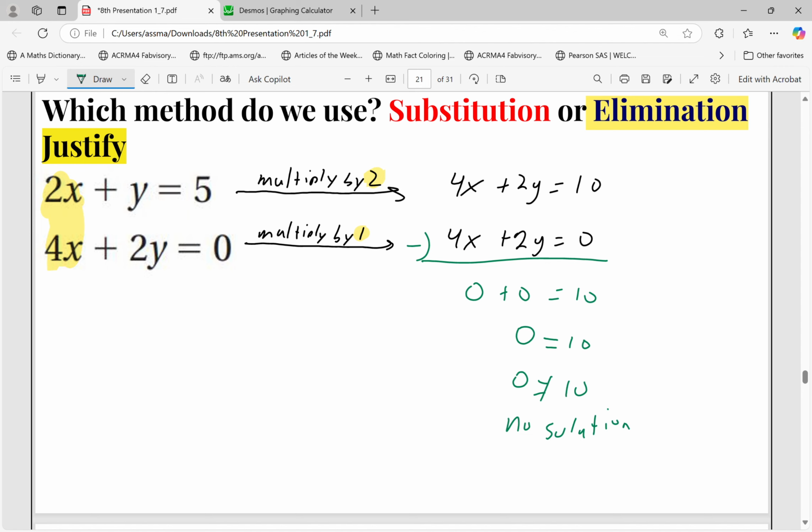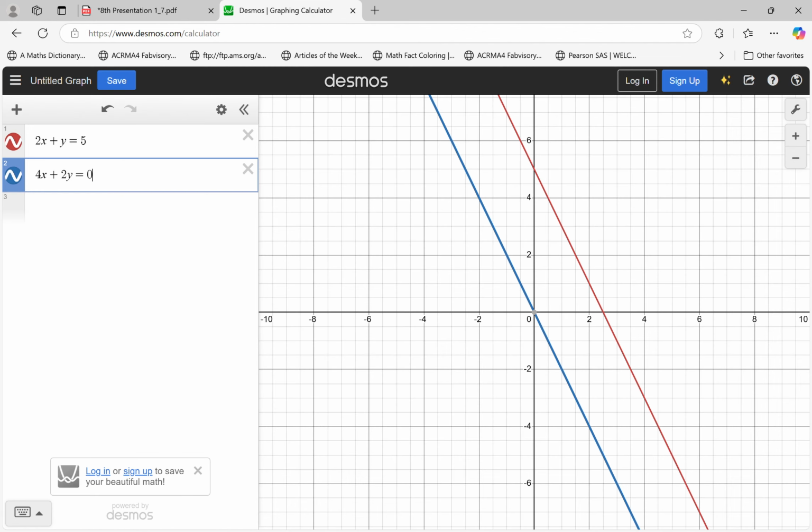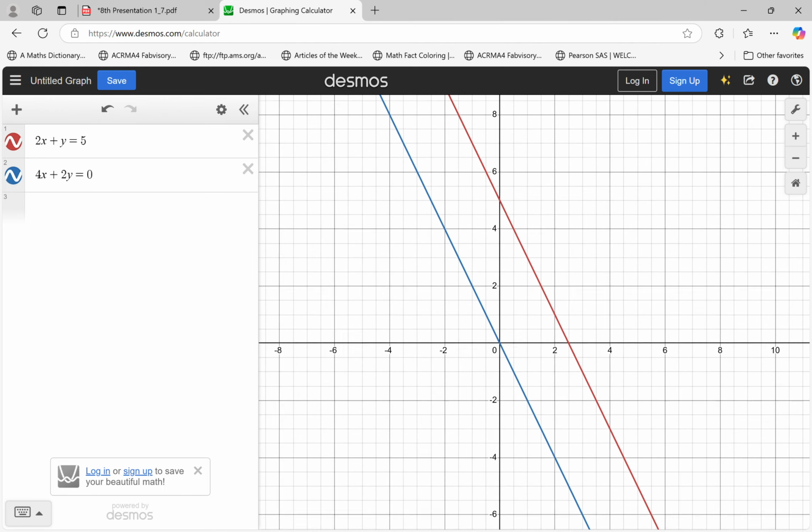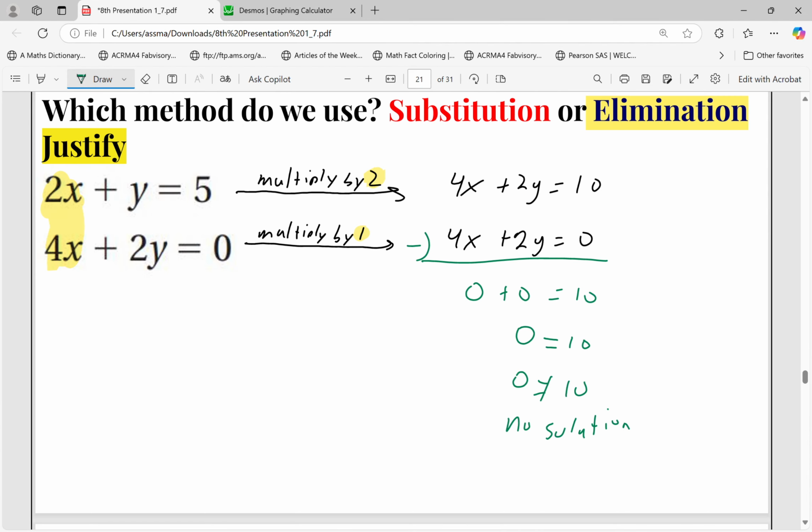And if you were to graph this system, you'll notice that these lines do not intersect with each other. If you go up or down, they don't intersect at all. And that's why it's no solution. So we verified that we got the correct answer.